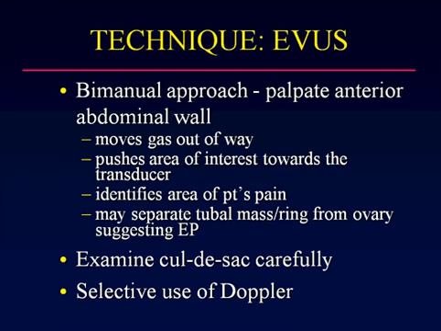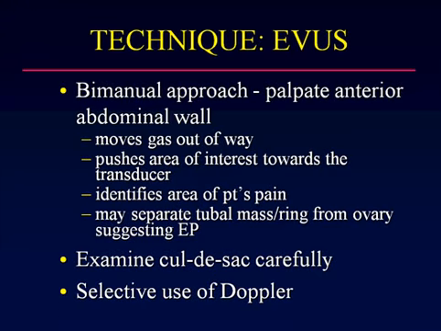It is also a very useful technique to try and separate a tubal mass or ring from the ovary. If you can identify that these two structures are separate, you can be sure that the tubal mass is in fact an ectopic pregnancy and not simply a corpus luteal cyst arising from the ovary.